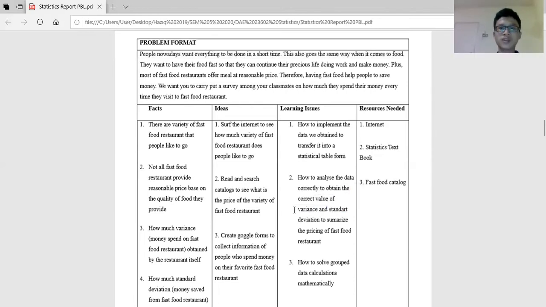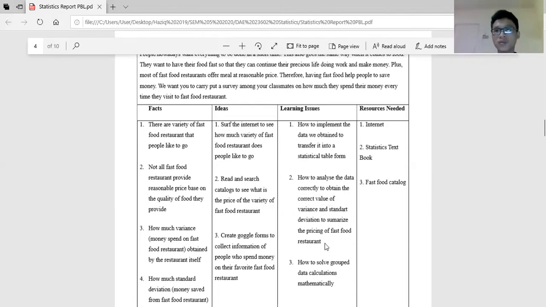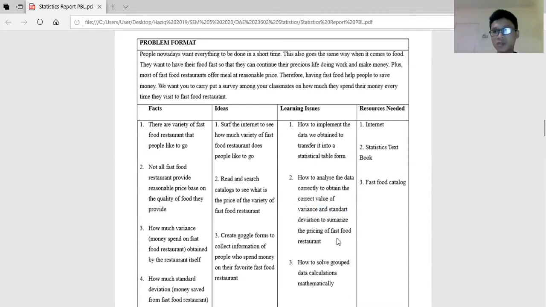Because variance shows how much money the chief owner of the restaurant receives from the 14 respondents who responded to the survey. We would like to see how much money he gets per day from the 14 people. That is the variance. And standard deviation is how much money the 14 respondent customers can save from not spending their money at the fast food restaurant. Yeah, that is the standard deviation. Money saved, what I can say.